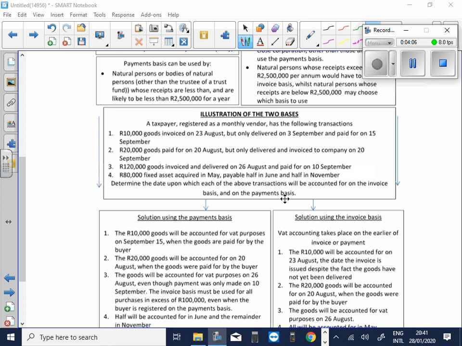Have you guys done this in corporate finance level? Yeah, so you guys did it. Okay, let's go through it quickly.